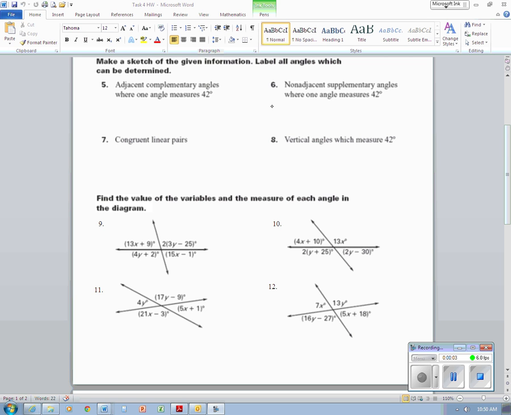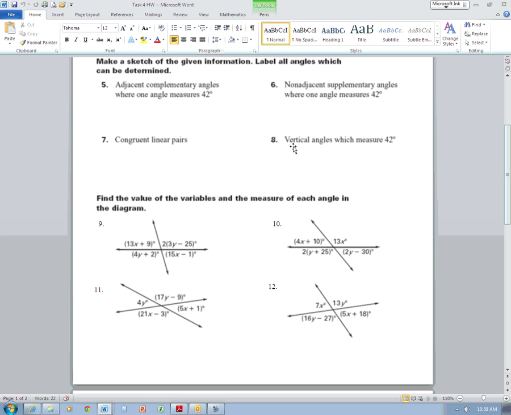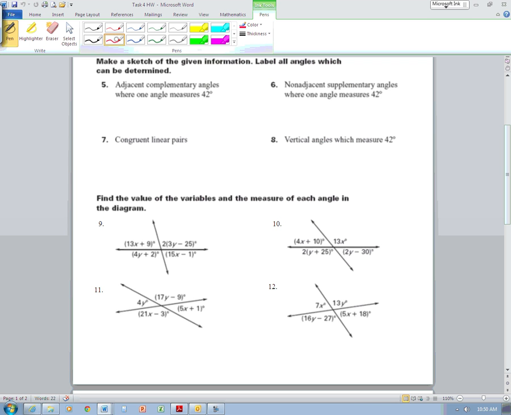Okay, on the first part of this homework for task 4, I could see you getting confused with this vocabulary up here. So you really need to look at your notes and decide what the definition of the words are. So if it's adjacent, that means they're angles that are next to each other and share a side.